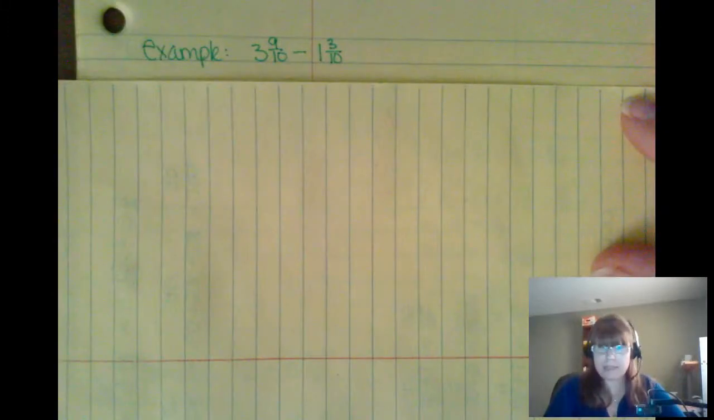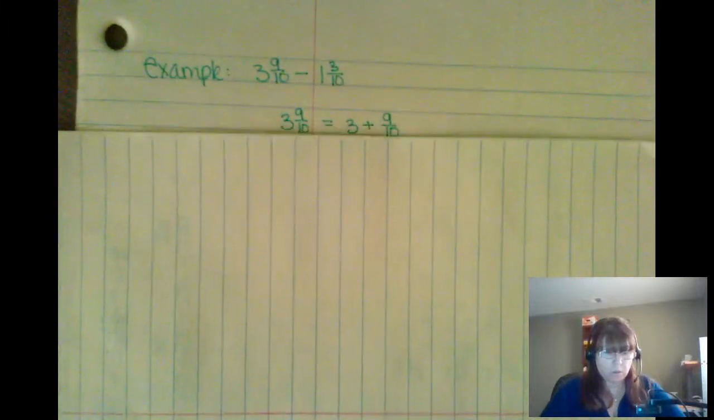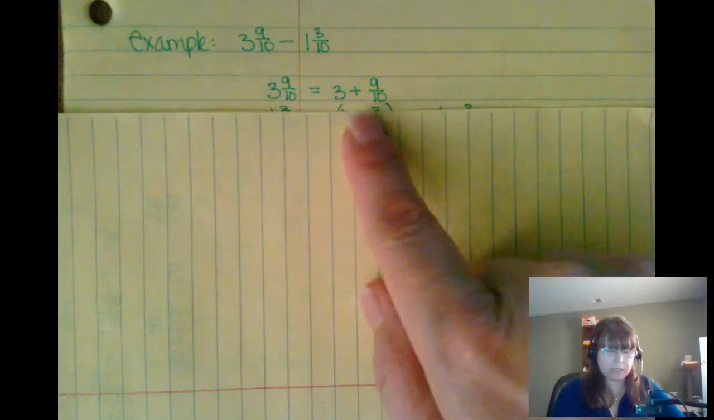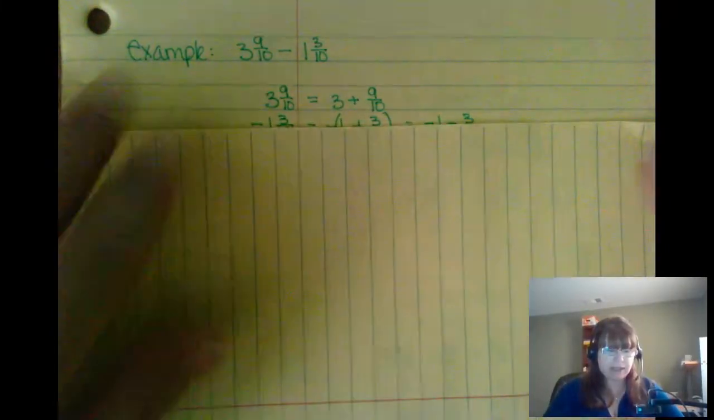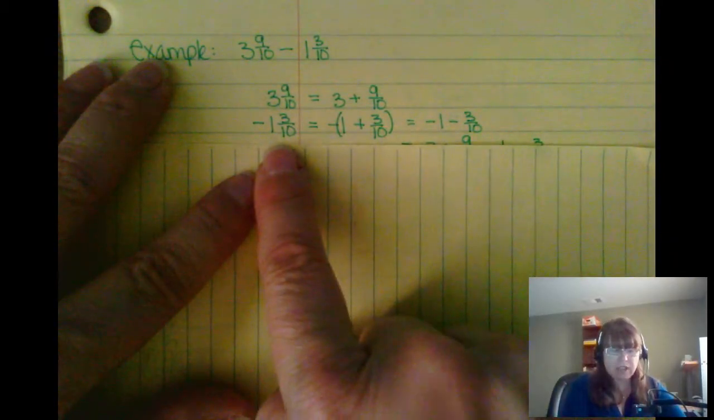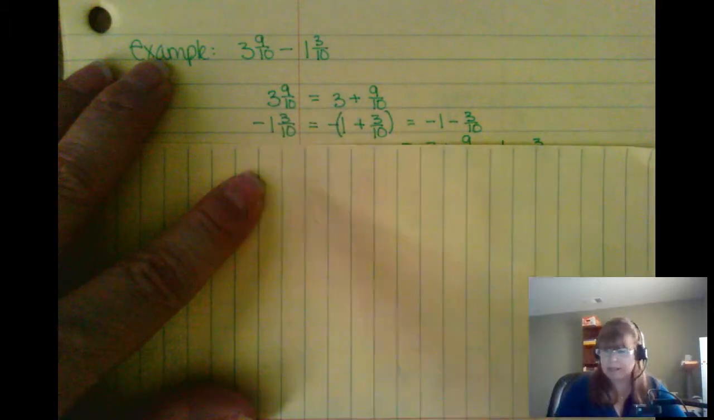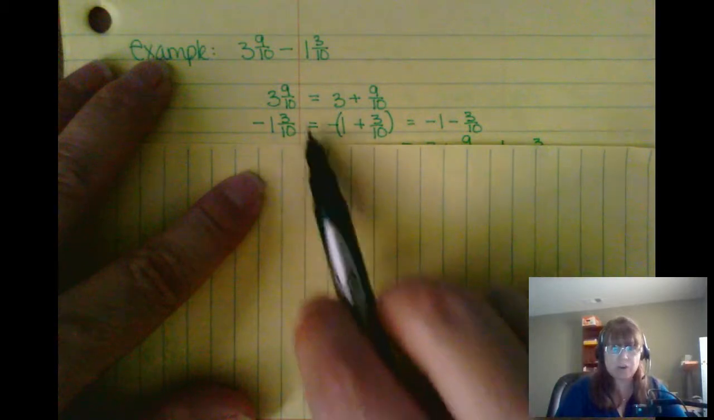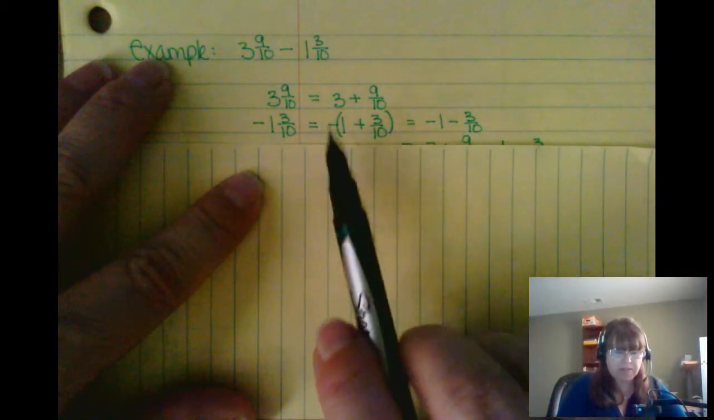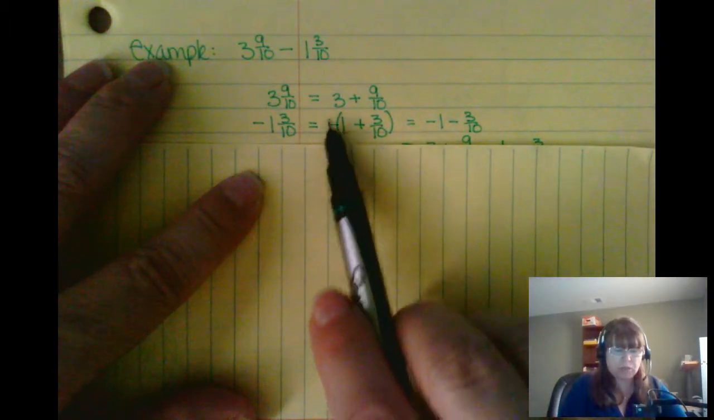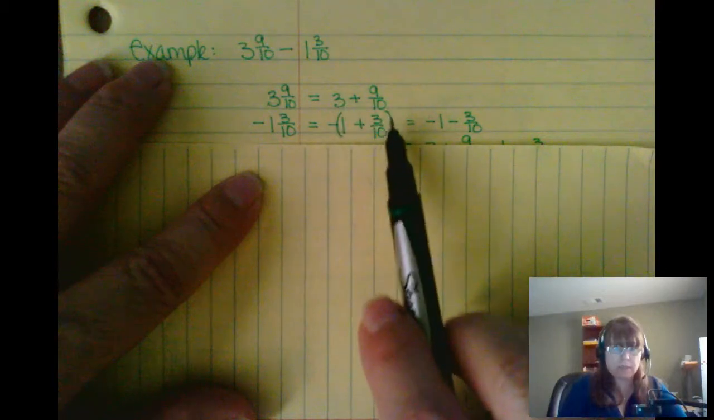Subtraction has the same method, except this time we're subtracting instead of adding. So I'm going to break each of my mixed numbers into the whole number plus their fraction. And in this case, when it's subtraction, it is subtraction of the whole number, as in 1 3/10, the entire number. Because of that, when I break it apart into its pieces, I have to distribute the negative to each component.